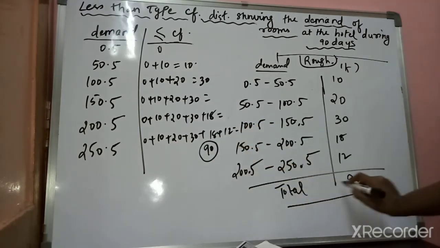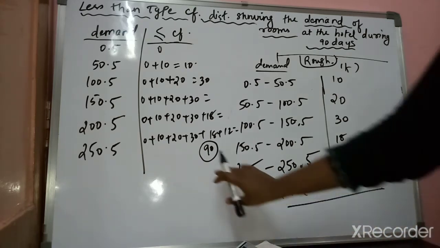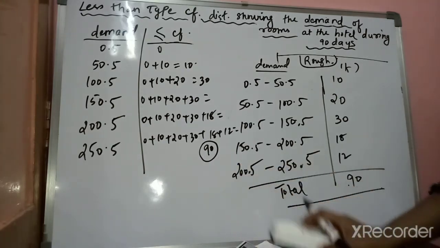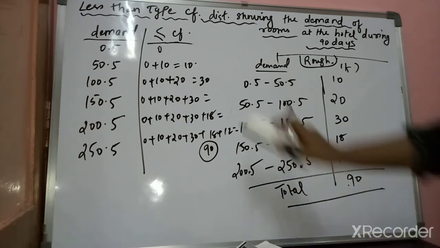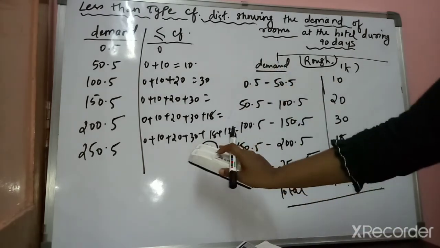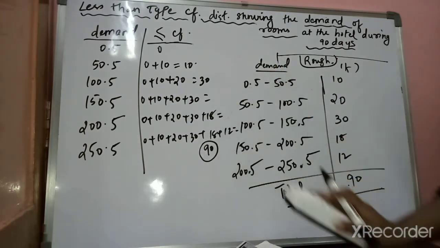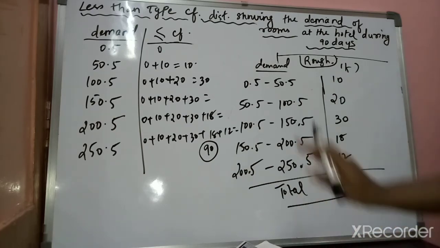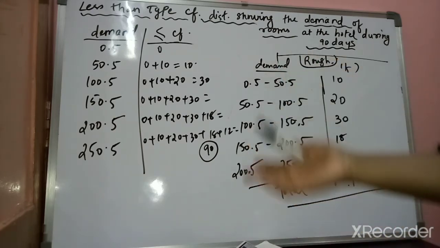So this and this should be matching. If this is matching, you can assume that your answer is right. Okay, I have not written the answer, just made the calculations, so you can just write it down by yourself. Clear with this less than type? Now let's do the more than type.